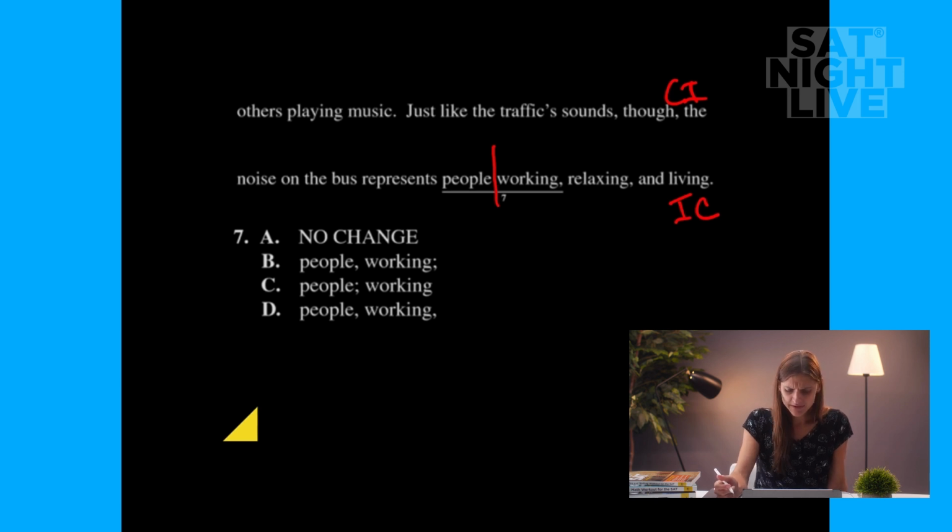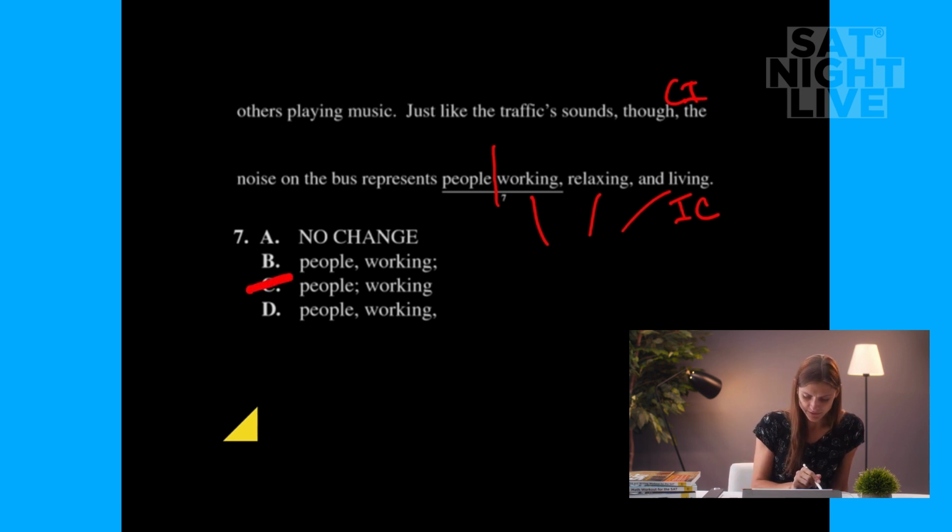So what are we going to do with this one? It's also a list of things. People, what are they doing? They're working, relaxing, and living. All right. So we definitely want to get rid of the one with the semicolon, right? Because we don't have 2 complete ideas. So we can get rid of choice C. Now, looking at A, B, and D, they all have commas. And we want to think about where we should put them. Well, if we look even more closely, choice B has another semicolon after working. Well, if we look at what comes after working, it's just relaxing and living, not complete. So B's got to be out, and now we're down to 2.